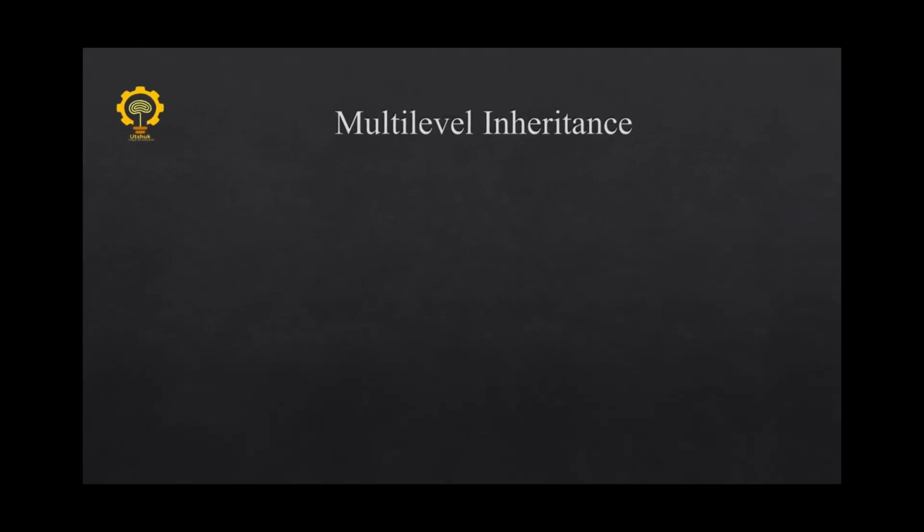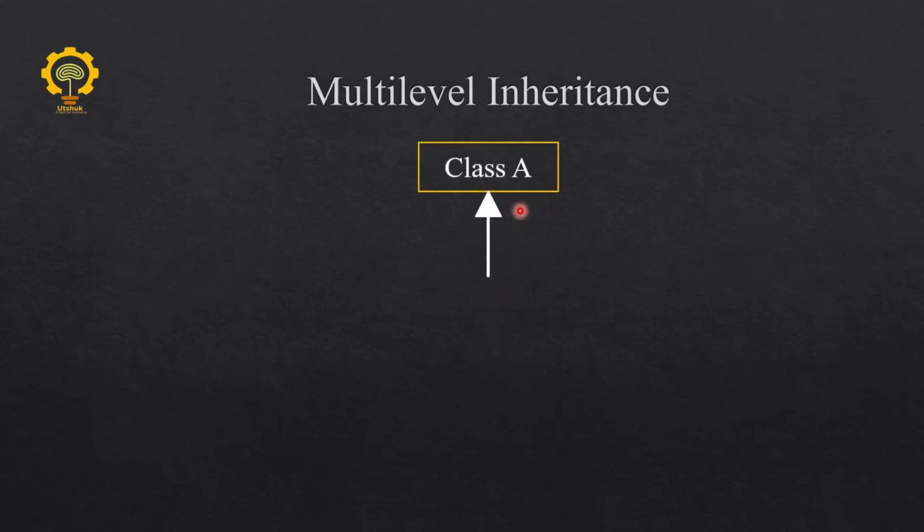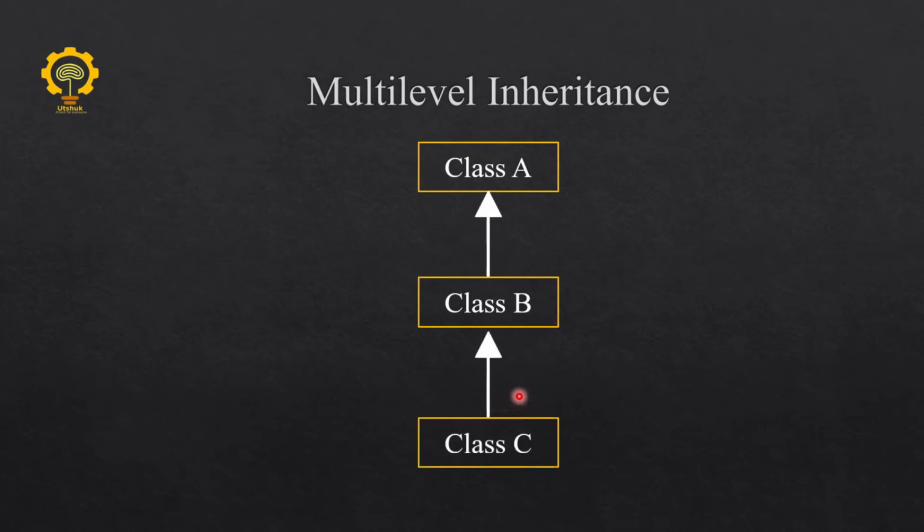So let's see another type of inheritance, that is multi-level inheritance. In multi-level inheritance there is one parent class, and the properties of the parent class are extended by the child class, and again this child class acts as the parent class for another class, that is class C. Then this child class extends from this parent class, and again this class extends from its parent, that is class A. So in this way we can achieve multi-level inheritance.